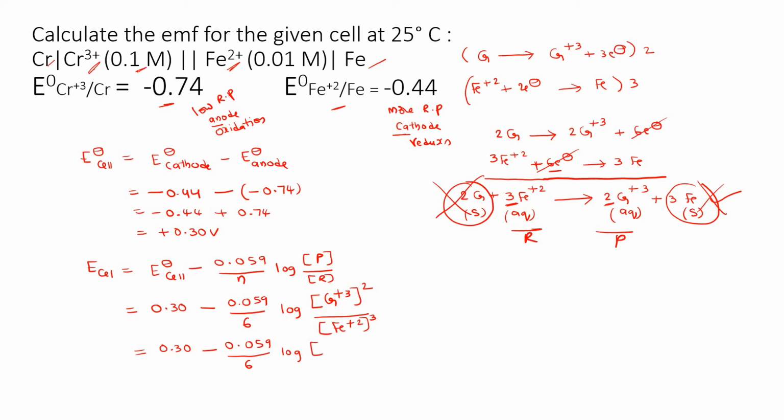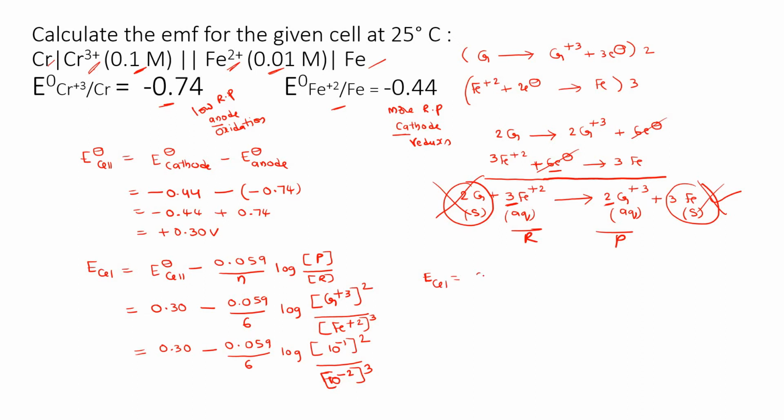You see here it is given. Concentration of chromium plus 3 how much here? 0.1. 0.1 I can write 10 to the power of minus 1. 10 to the power of minus 1 to the power of 2 divided by Fe plus 2 concentration is given. How much? Fe plus 2 concentration, isn't it? Fe plus 2 concentration is 0.01. 0.01 is nothing but 10 to the power of minus 2. 10 to the power of minus 2 to the power of how much you have to take? 3.